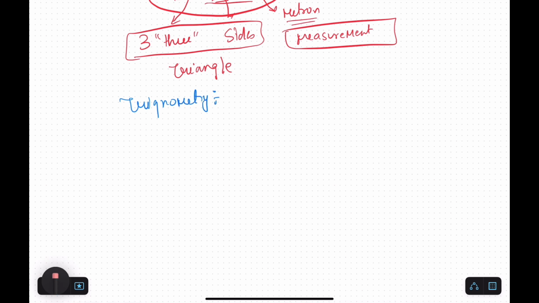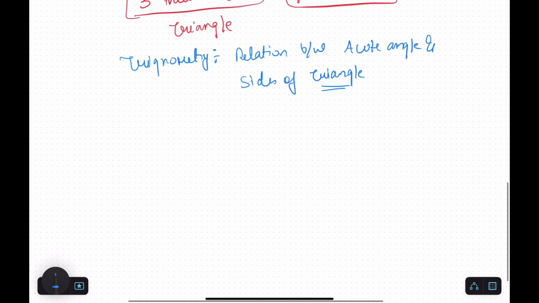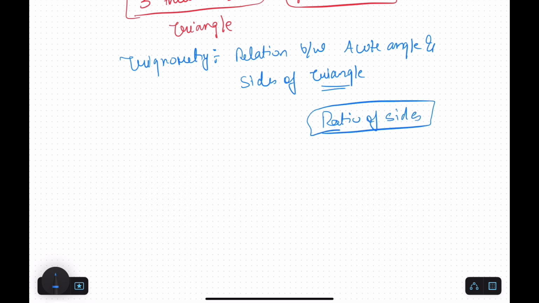Trigonometry is the relation between acute angles and the sides of a triangle. It tells you the relationship between the angles of a triangle and the sides of a triangle. Or, if you want to be more correct, it actually tells you the ratio of the sides, to be exact.